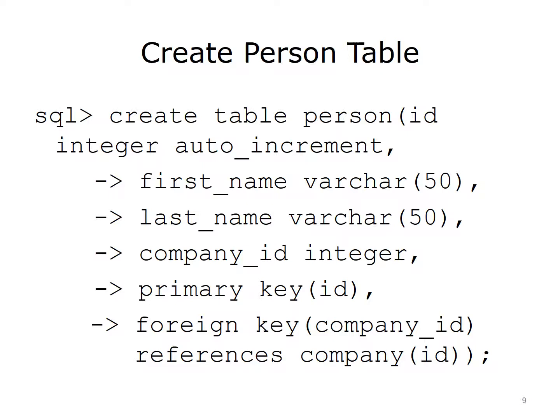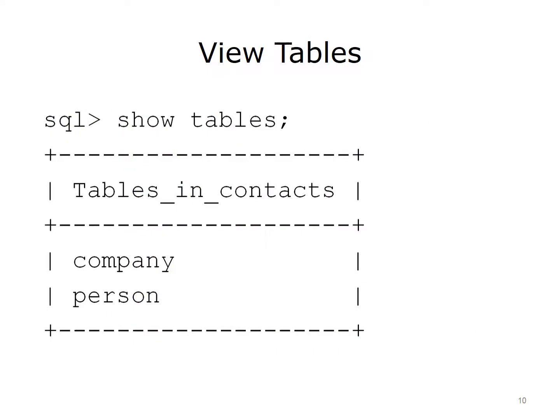Also note that it is not necessary to use the same name for the foreign key in both tables. In this example, it is named company_ID in the person table and ID in the company table. After the tables are created, then the show tables command can be used at the command line interface to confirm that the company and person tables have been correctly structured in the contacts database.